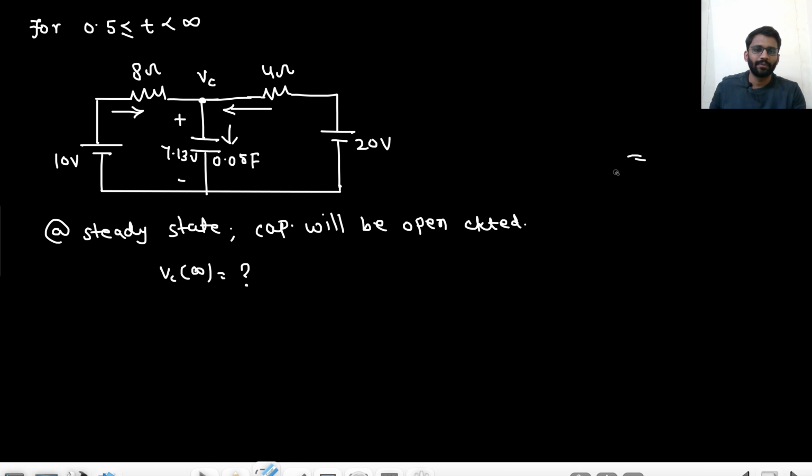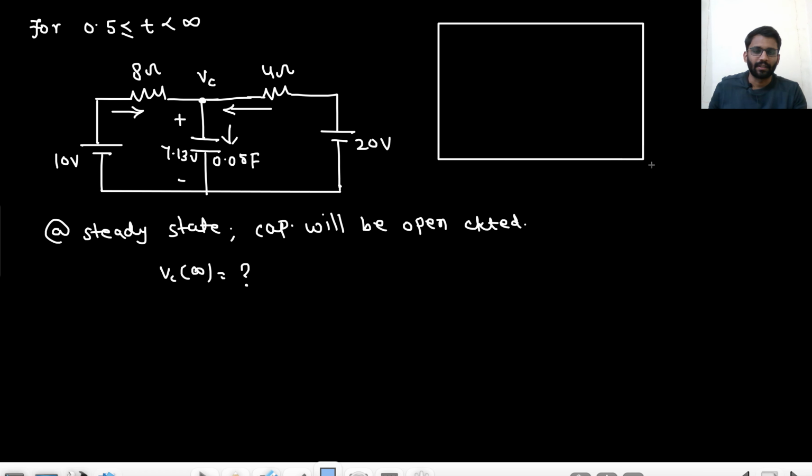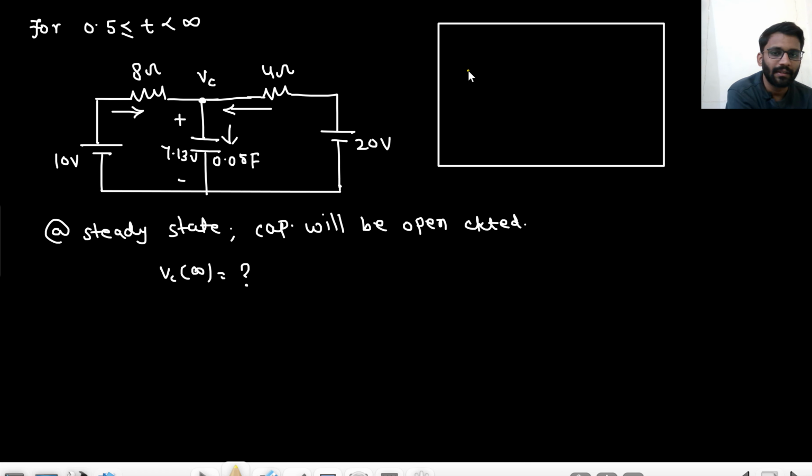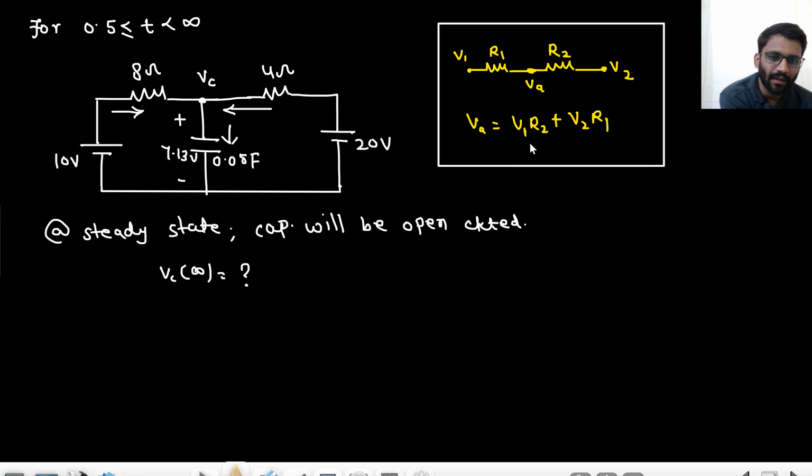One more method I will tell you. In a box here I will tell you. Let's just assume the potential of this point is V1. There is this resistance connected R1. There is this resistance connected R2. And the potential of this point is V2. You need to find the potential of this point, VA. So VA would be (V1 into R2 plus V2 into R1) upon (R1 plus R2).